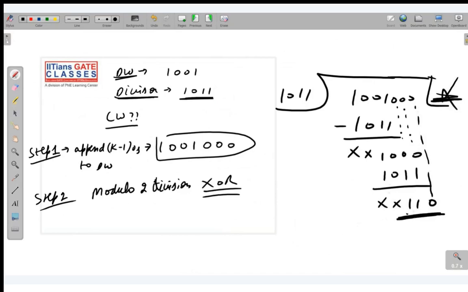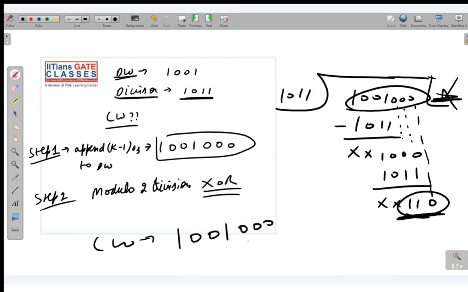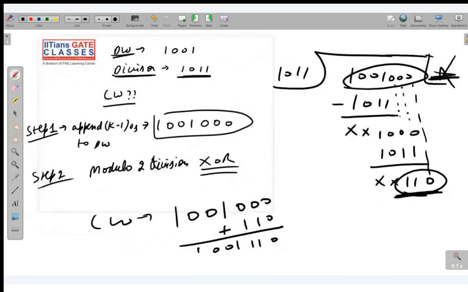So this is our remainder. This remainder will be attached to it. So what will be the code word? Code word will be 1001000, and here 110 is added to it. So what we will get? 1001110. This is my final answer. This is the code word. Please let me know if anybody is having any doubt here.